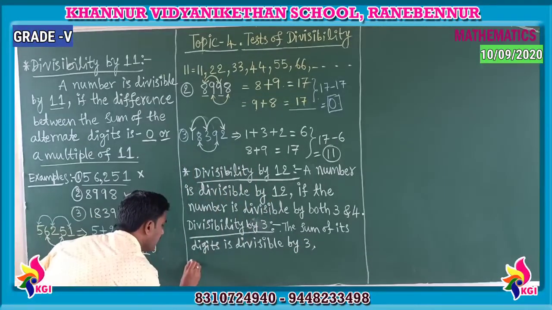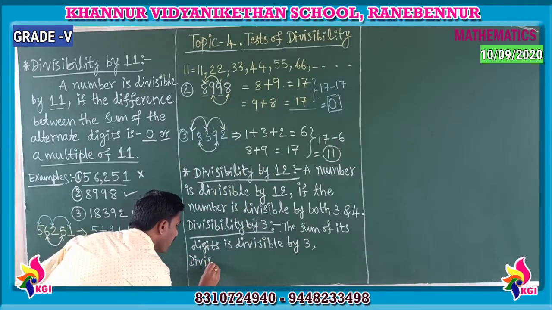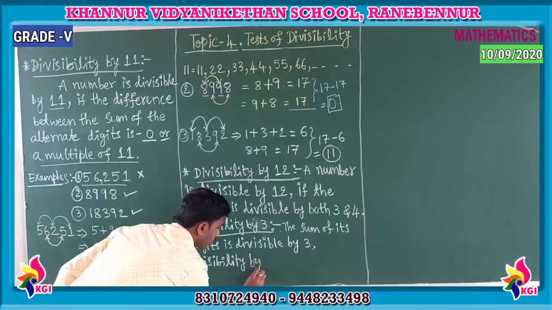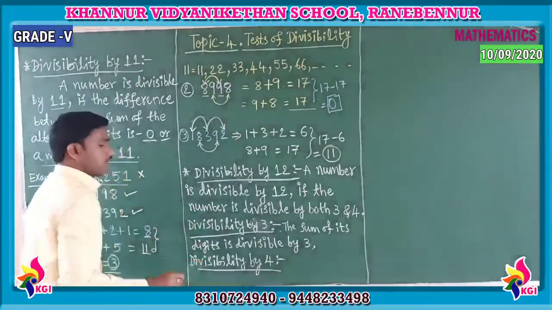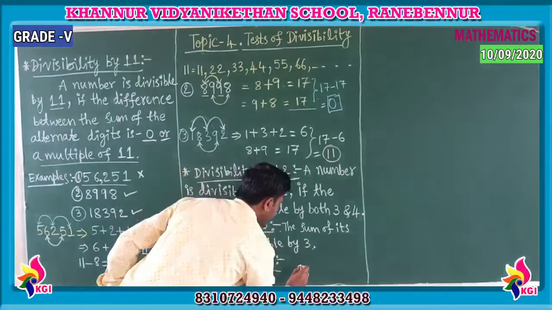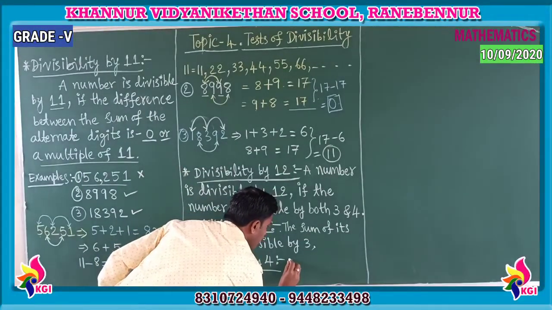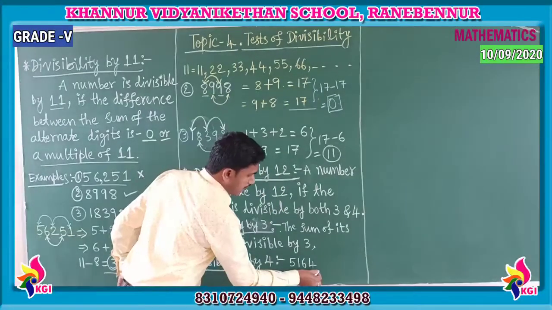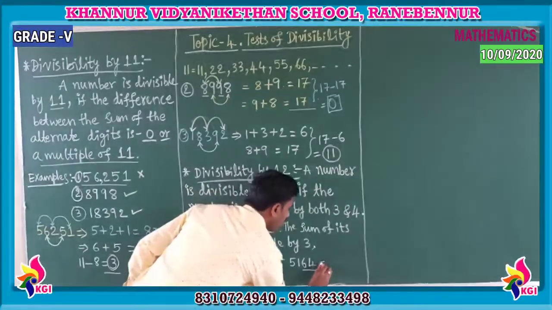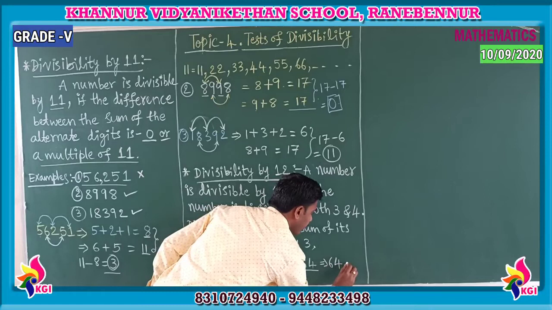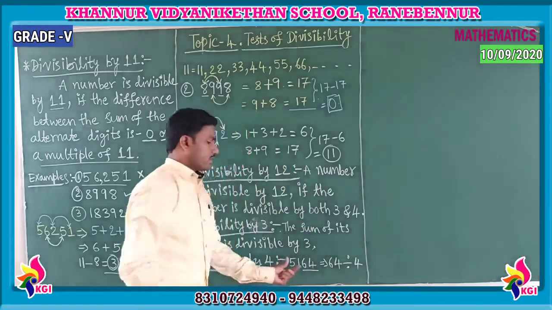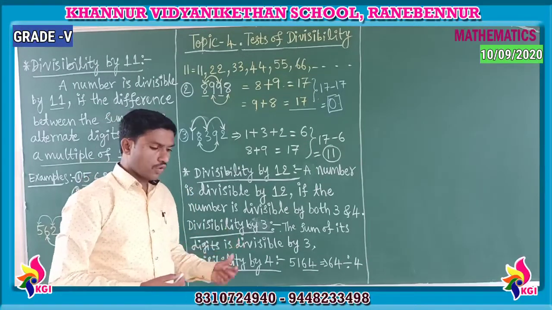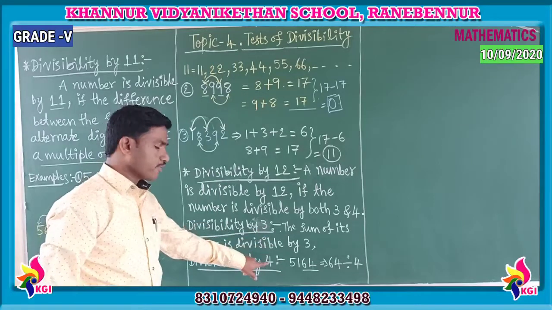And you know the divisibility rule by 4 already. We will check the 1's and 10's place. For example, 5164. Its 1's and 10's place is 64. This 64 is divisible by 4, which means the number 5164 is divisible by 4. Already we have discussed divisibility by 3 and divisibility by 4.